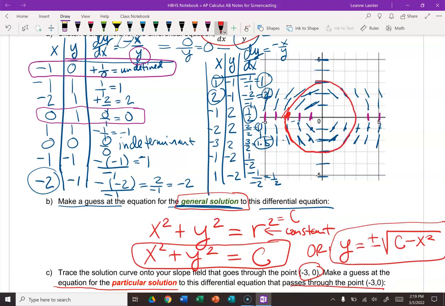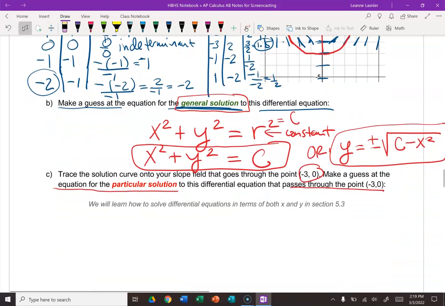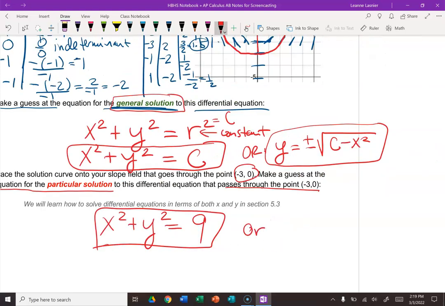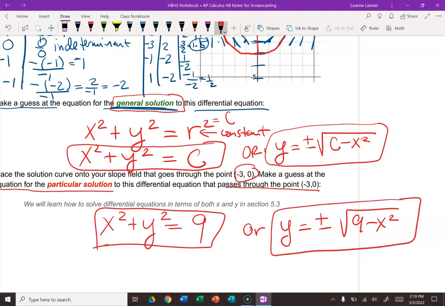So it looks like if I'm passing through the point negative 3, 0, that this would be a circle with a radius of 3, right? It's going 3 on the right, 3 up, 3 on the left, 3 down. So I would guess that this may be the equation x squared plus y squared equals 9, right? Circle with a radius of 3. Or perhaps if I was solving for y, it would be y equals plus or minus the square root of 9 minus x squared. We have to put both the positive and the negative because it has both the top and the bottom half of the circle.